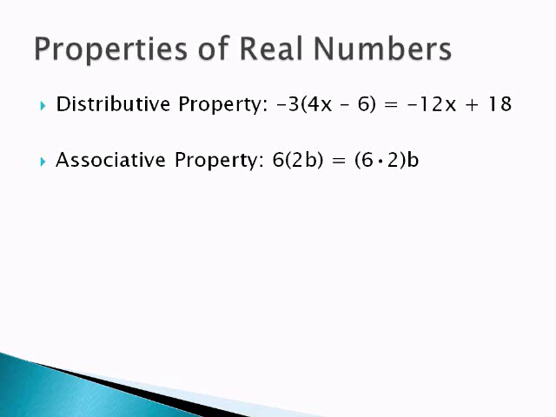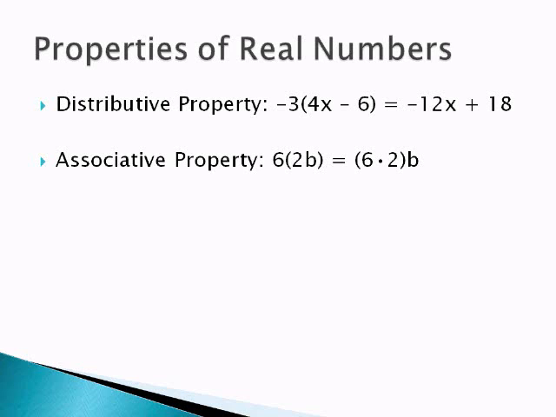The associative property basically says it doesn't matter which part you do first. On the left side of the equation, you'll notice it says 2 times b first. Then you multiply by the 6 on the outside. This side says do the 6 times 2 first. Then multiply by the b on the outside. With multiplication, if it's all multiplication, the order does not matter, and it is associative. It doesn't matter which part you do first.